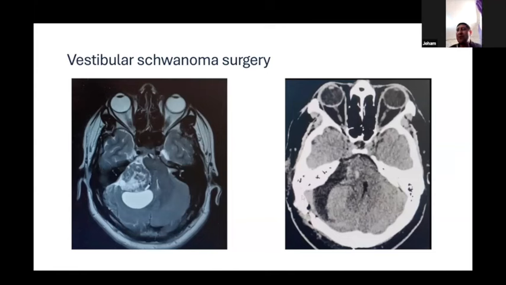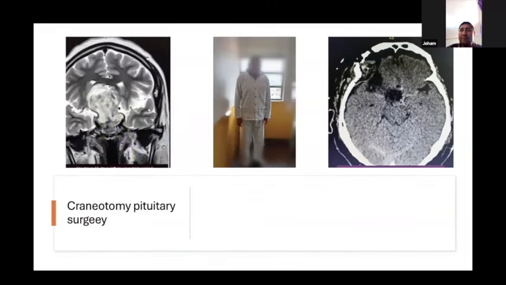Curiously here, as I told you, we couldn't use the sitting position or the park bench position, but we had to organize our positioning so that the anesthesia team could let us work on these patients.